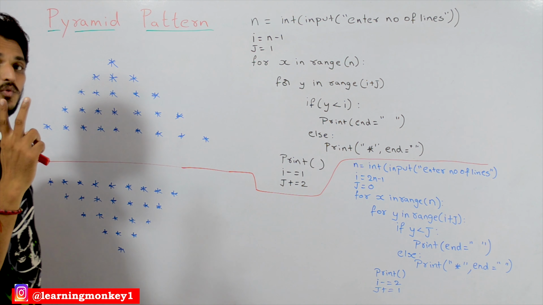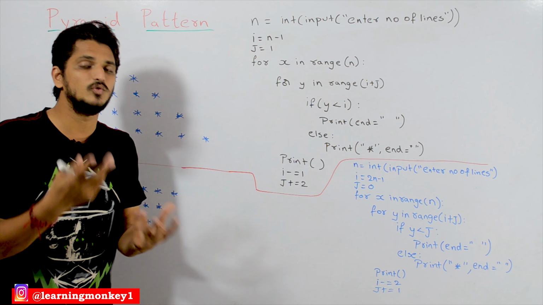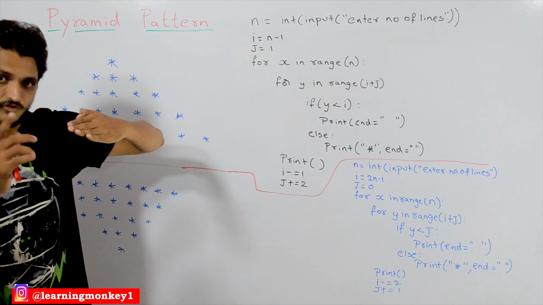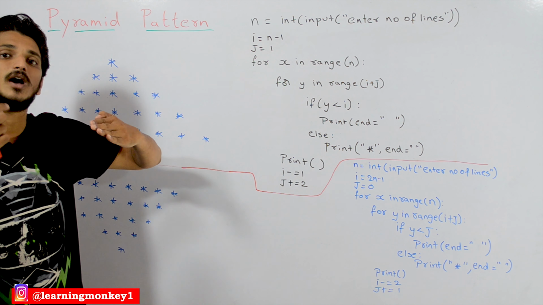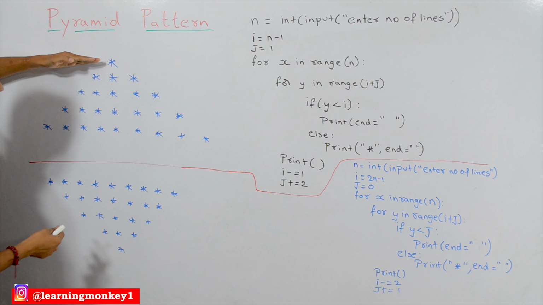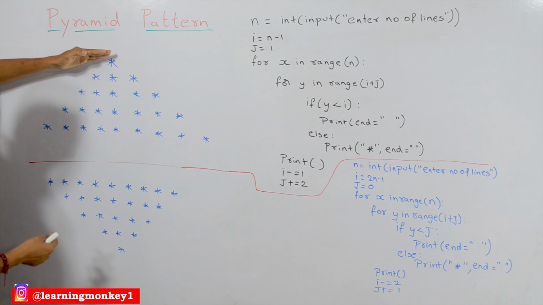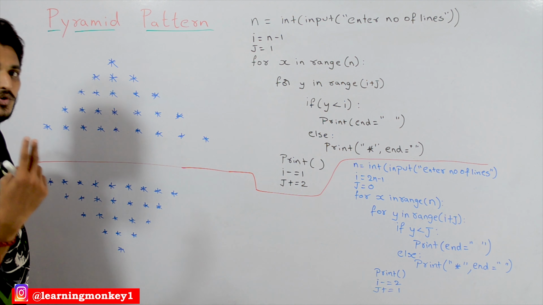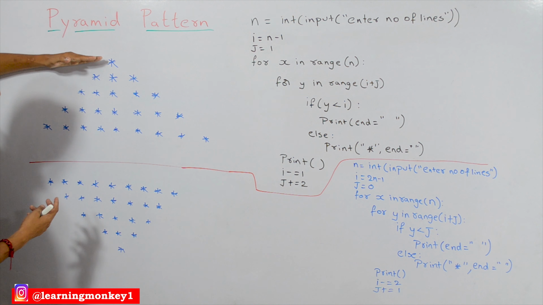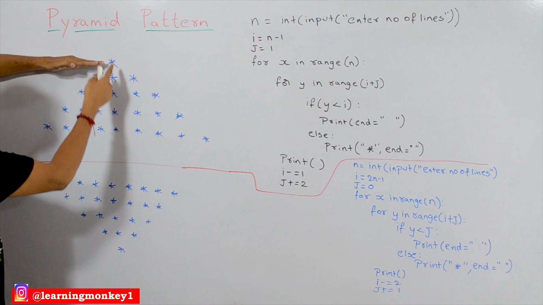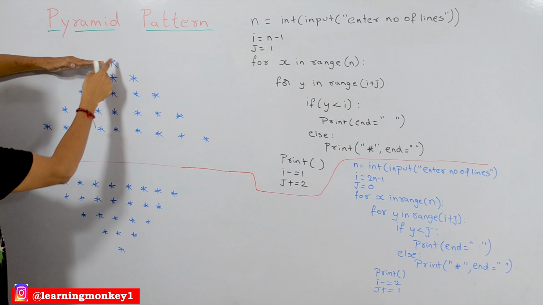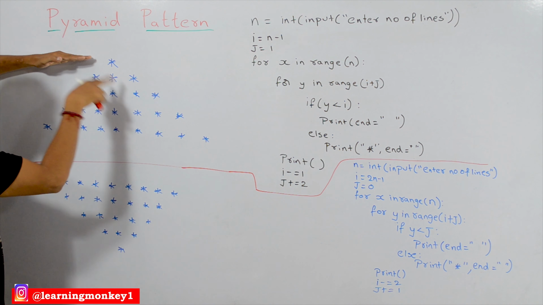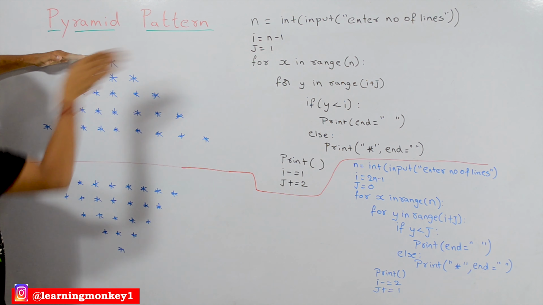So we need 2 variables here. Why do we need 2 variables? One variable points to the number of empty spaces and one variable points to the number of stars. Each time the empty spaces are reducing and the number of stars are increasing. Initially, if the number of lines is n, we have n minus 1 empty spaces and 1 star. That's the logic hidden in this, and that is what we have to put into the coding.